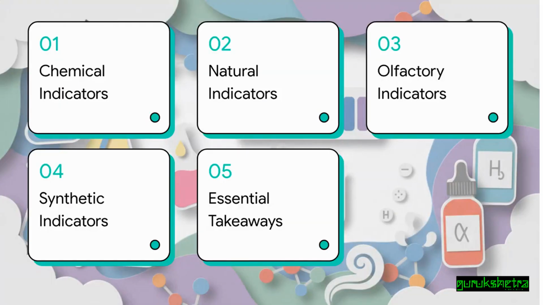Let me just circle our lesson plan for the day right here on the board. We're covering exactly what you need for your NCERT and CBSE curriculum. First, what are chemical indicators? Second, natural indicators around us. Third, olfactory indicators. That's the smell test. Fourth, lab-made synthetic indicators. And finally, our essential lab takeaways.